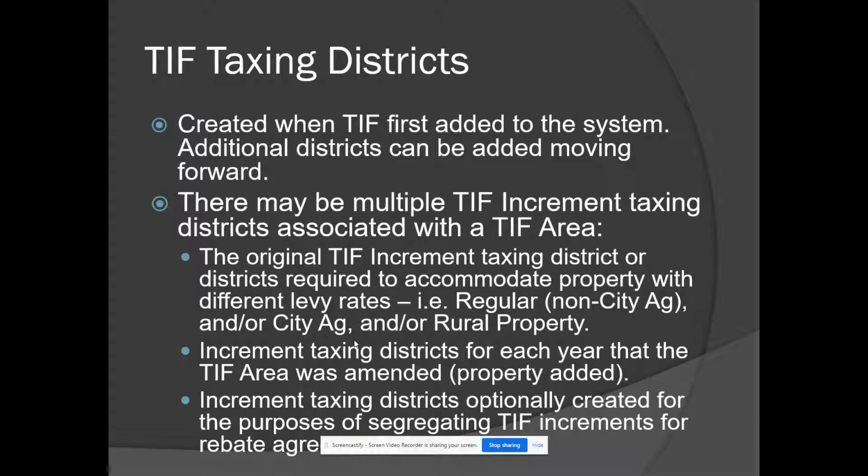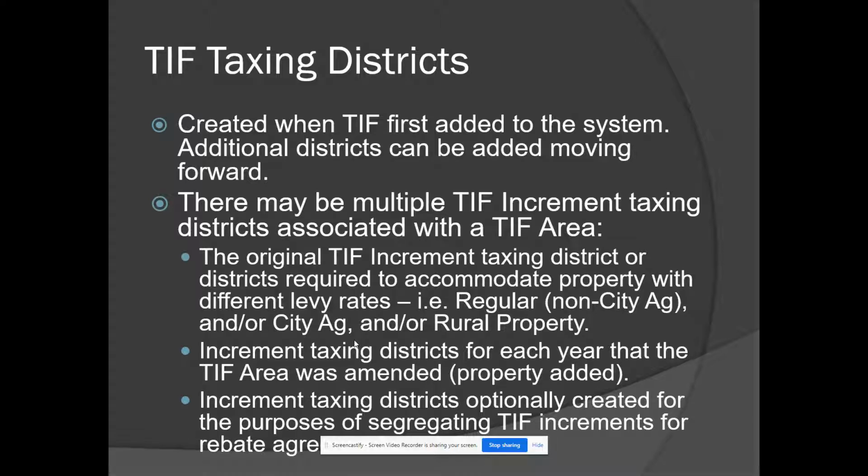Within an area, you're going to have the original TIF taxing districts that are required to accommodate property with different levy rates. So say their TIF ordinance describes an area that includes tax districts served by different schools. So you have different tax districts for that area, so you have different TIF districts for that area. Or if it's in a city and you have your regular city districts, but the TIF also extends into city ag districts, as that exists, you have different tax districts currently, so you're going to have different TIF districts currently.